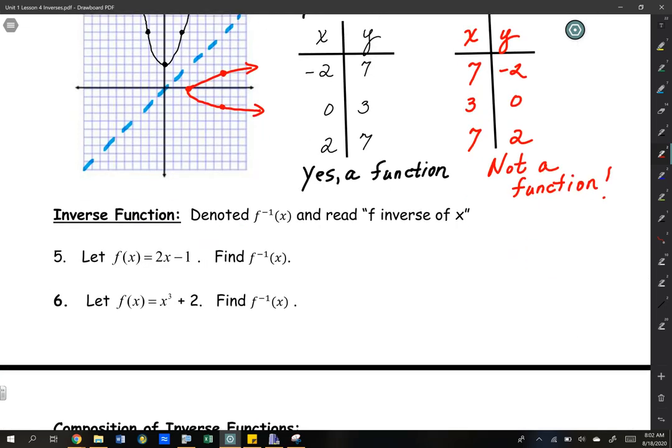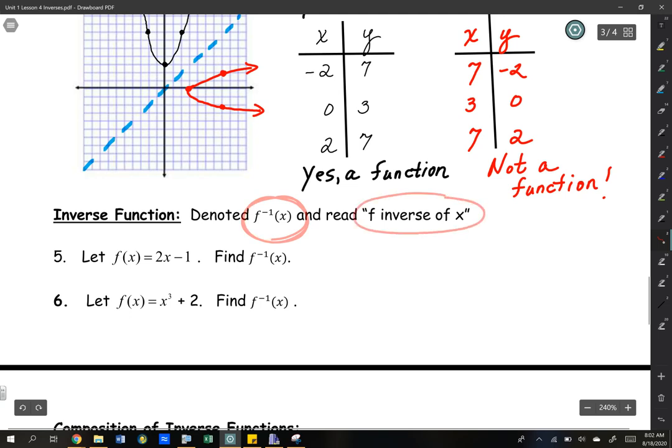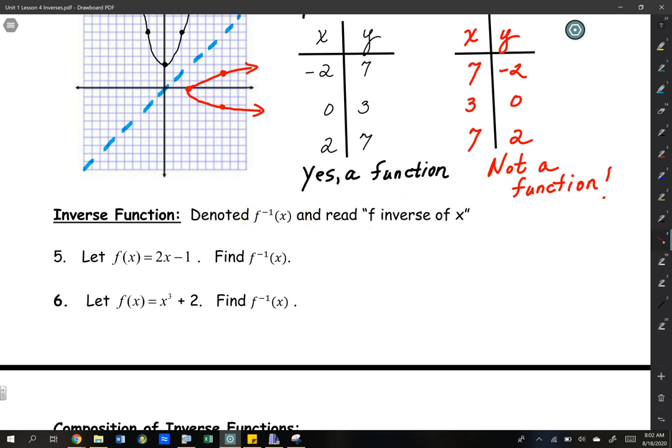Now, an inverse function is often denoted by this notation right here. That is read f inverse of x. So you'll see it raised to a negative 1 power. You use it to find the inverse of the function, right? So how do we find the inverse of the function algebraically, just like we did above? We're going to switch the x and the y, and then we're going to solve for y.